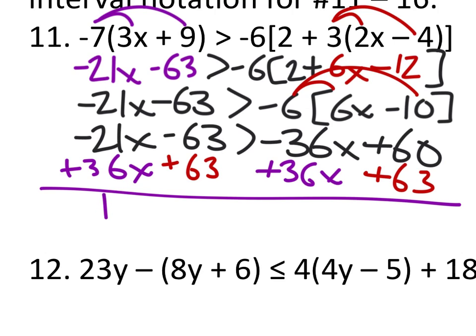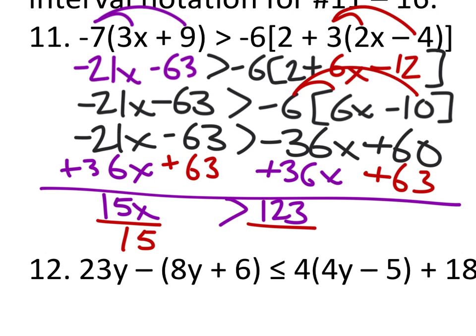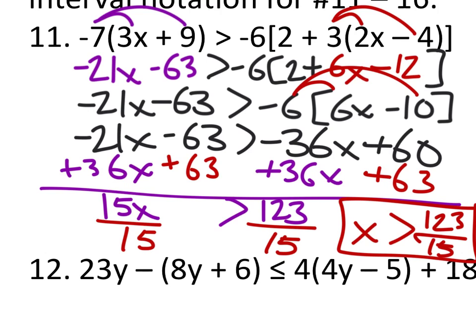So what I end up with here is 15x is greater than 123. So I'll take x and divide both sides by 15. This gives me x is greater than 123 over 15. Now this is not finished, because that's just the inequality.